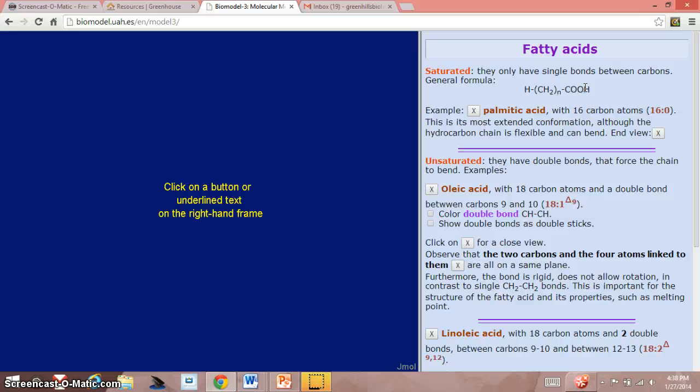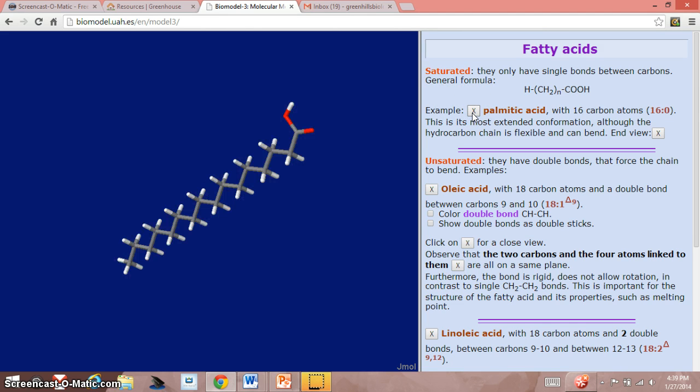All right, you've also learned that fatty acids can either be saturated or unsaturated. In both, a hydrocarbon chain attaches to a carboxyl group. So we're going to look at the fatty acids here. Palmitic acid is the first one we're going to look at, so we'll click here on palmitic acid.